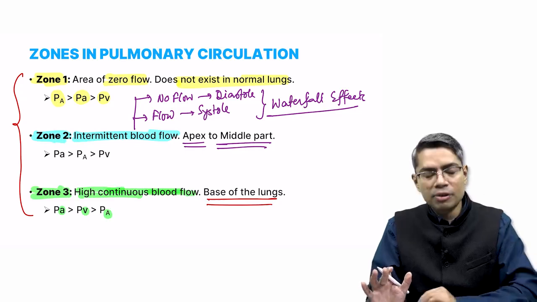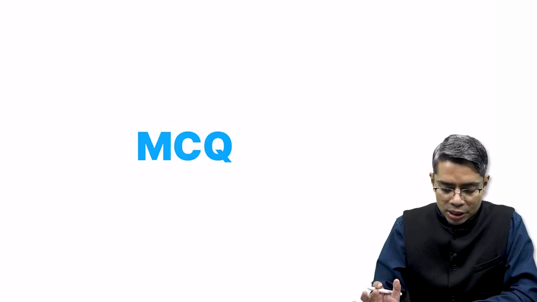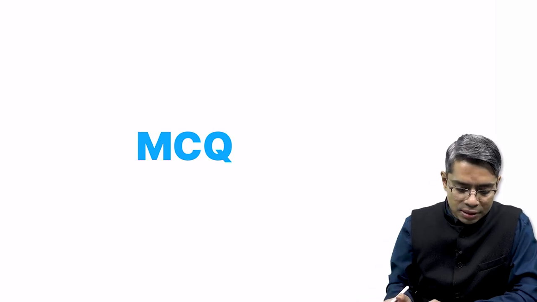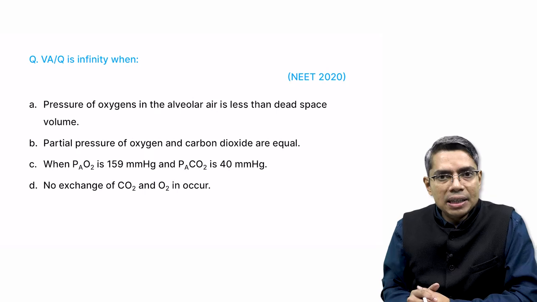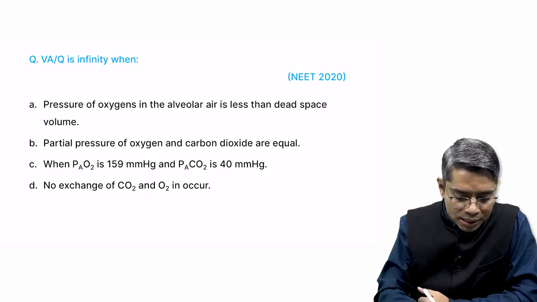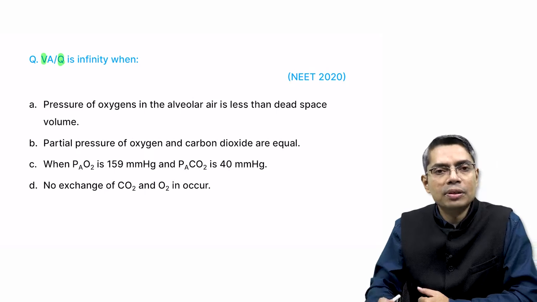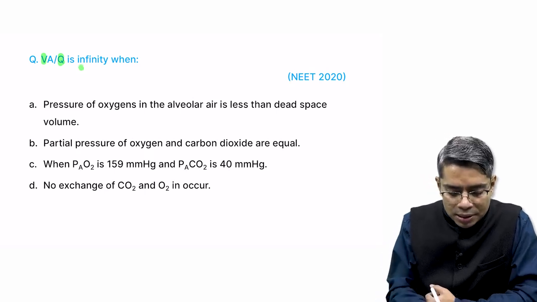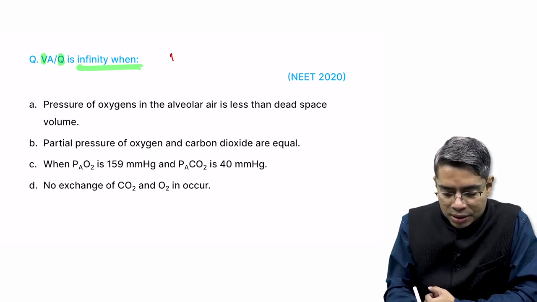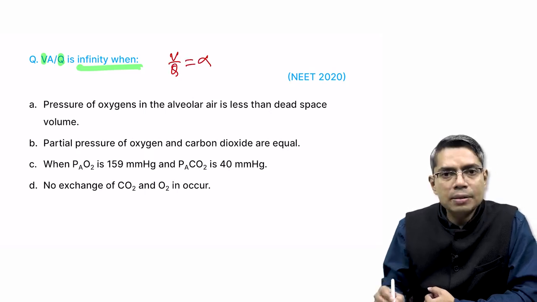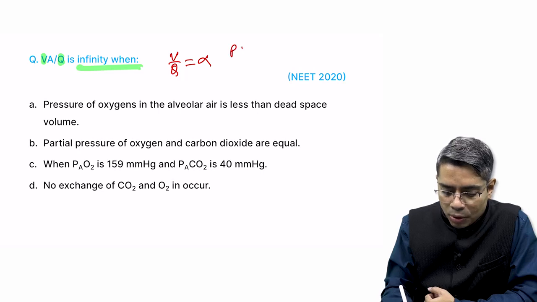So, this is all about ventilation perfusion of the lung. Now we are going to discuss a few MCQs. The first is VA, that is alveolar ventilation. V is for ventilation and Q for perfusion. The ventilation perfusion ratio is infinity. We have just discussed the VQ ratio. Infinity means what will be the partial pressure of oxygen?